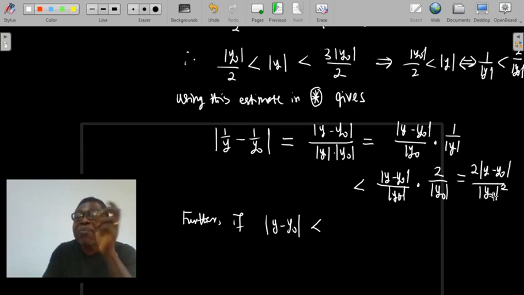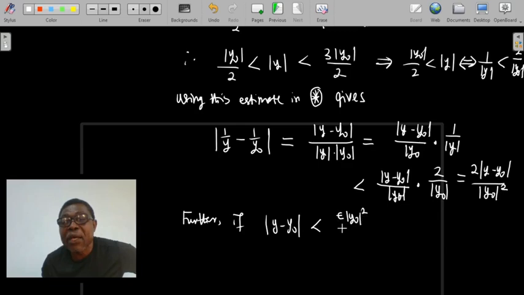I don't have a problem with y naught here because the absolute value of y naught is not 0. Therefore, absolute value of y naught is really bigger than 0, meaning that this square is bigger than 0. This is 2. So this is what we must manage in order to bring in that epsilon we are looking for. So to manage these two factors, this factor must play a role. And how do I use those factors? I will require that absolute value of y minus y naught will be less than epsilon absolute value of y naught squared all over 2.